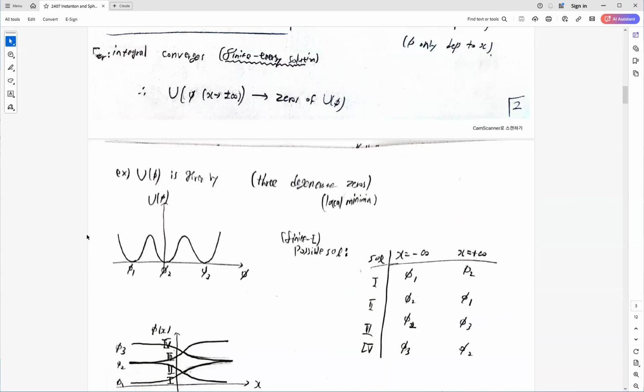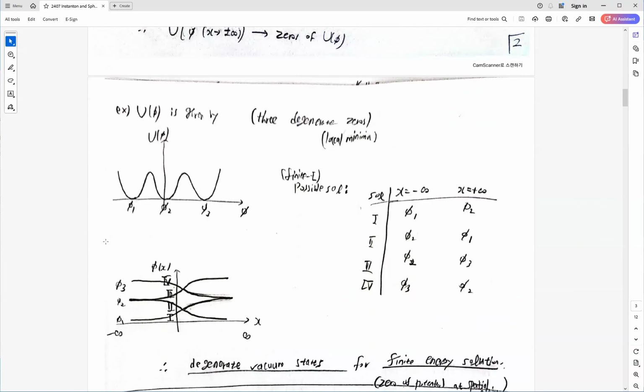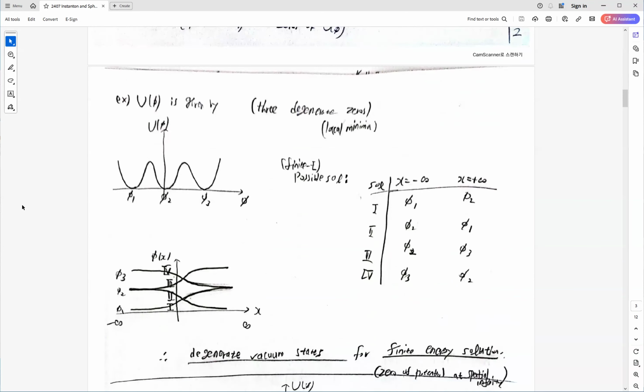For example, if there is a potential given by three degenerate vacua with local minima phi 1, phi 2, phi 3, then there are several possible solutions, especially non-trivial solutions. This is a 1D model, so there are two spatial infinities, x equal to minus infinity and x equal to infinity. At x equal to minus infinity, the field value of phi can be located at phi 1, phi 2, or phi 3. But at x equal to infinity, such field values can change.